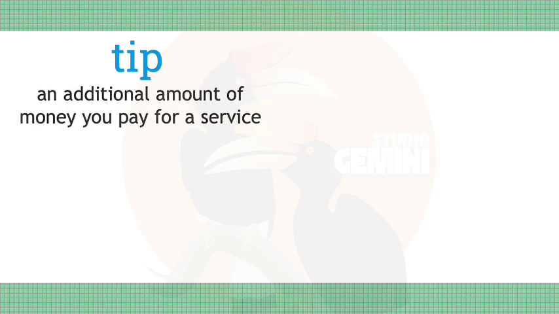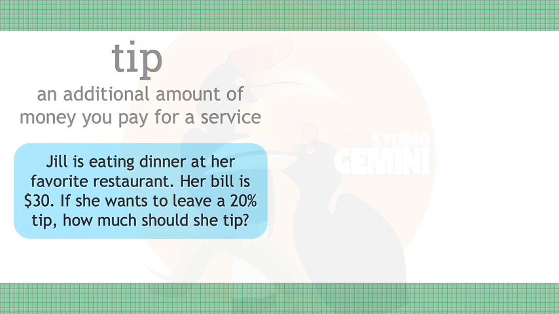A tip is an additional amount of money you pay for a service you received, like when you eat at a restaurant and leave a tip for your server. Here's an example for us to try. Jill is eating dinner at her favorite restaurant. Her bill is $30. If she wants to leave a 20% tip, how much should she tip?